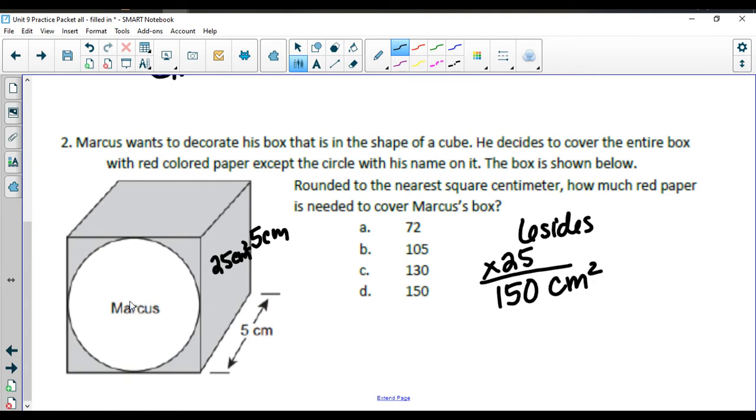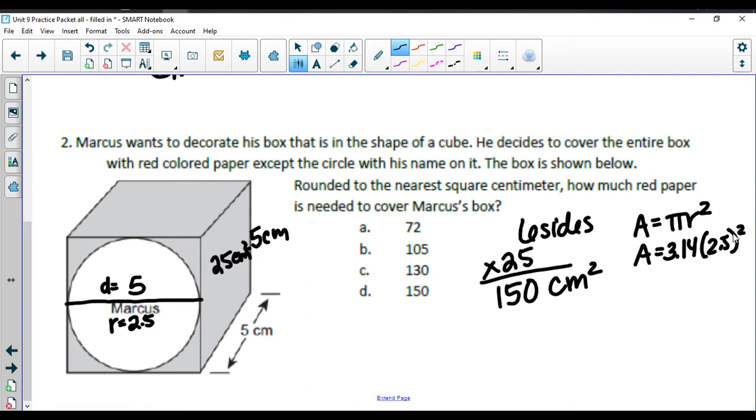Marcus is not going to be covered in this circle. Since the 5 would go all the way across the side, that diameter is 5. So your radius here is 2.5. We need to take away the area of that circle. That area of a circle is pi r squared. So we're going to do 3.14 times 2.5 squared. And that answer gives us 19.625.